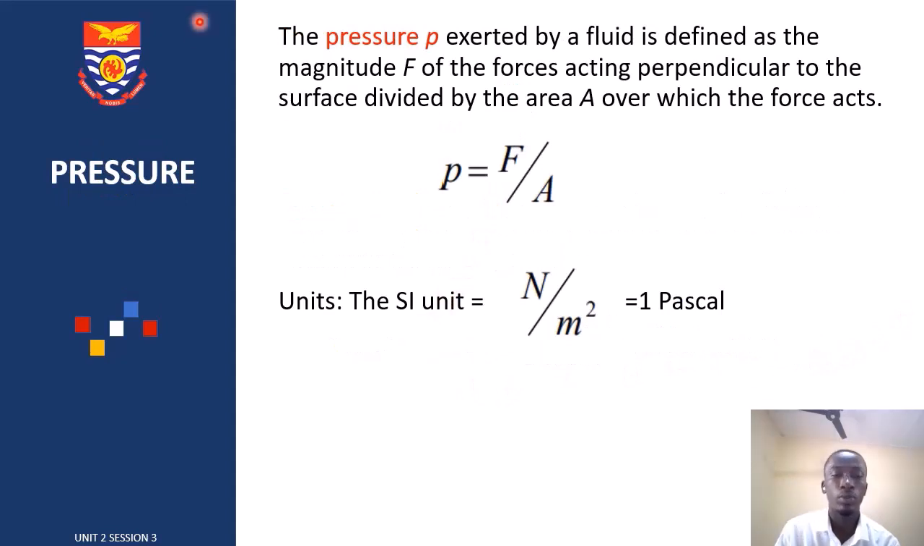Pressure. We always express pressure as force over area. Pressure exerted by a fluid is defined as the magnitude of a force acting perpendicular to a surface, depending on the area over which the force acts. Mathematically, pressure is given as force over area, where the unit of force is newtons and the unit of area is meter squared. We can either write it as newton per meter squared or pascal.